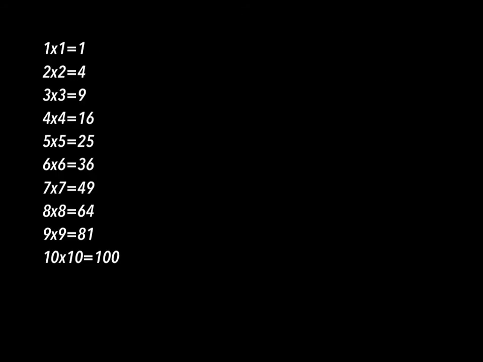Now these are examples of perfect squares, and these are the first 10 of them, two of which we have already done problems with. 2 times 2 equals 4, and 9 times 9 equals 81. These are examples of perfect squares, how you find perfect squares, and how you know if a square is perfect.